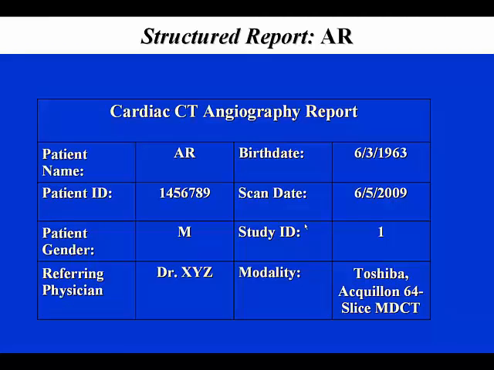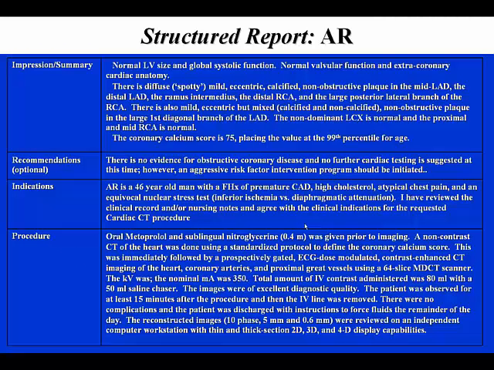We reviewed the overall coronary and vascular structure in Module 1 and Module 2. This patient had normal left ventricular size and global systolic function, and a summary is shown here in the upper panel. Recommendations are optional, but in this particular patient there was no evidence of obstructive disease. No further cardiac testing is suggested. However, an aggressive risk factor intervention program should be initiated given the fact that this patient has a calcium score of 75, placing the value at the 99th percentile for age.